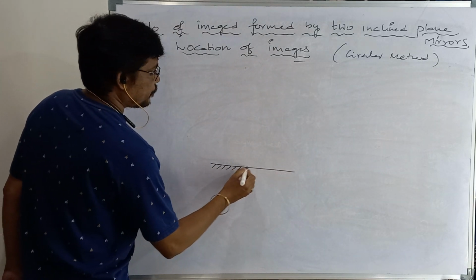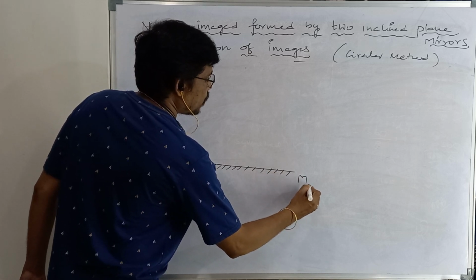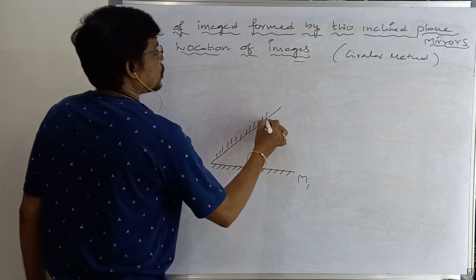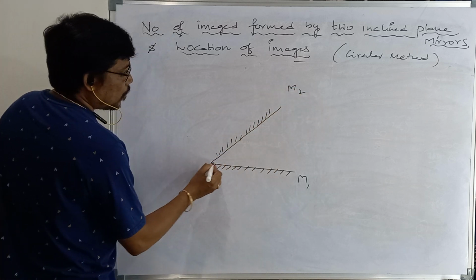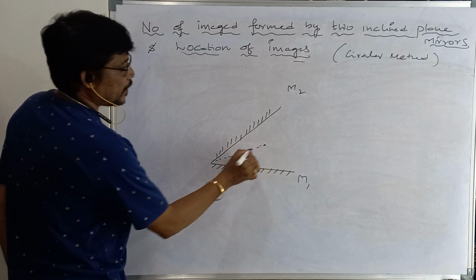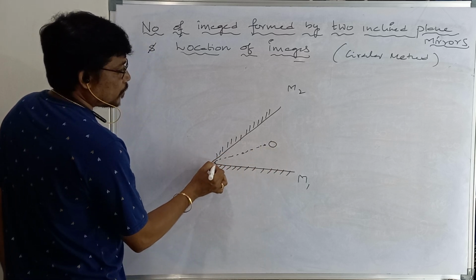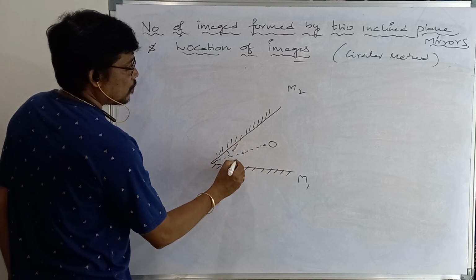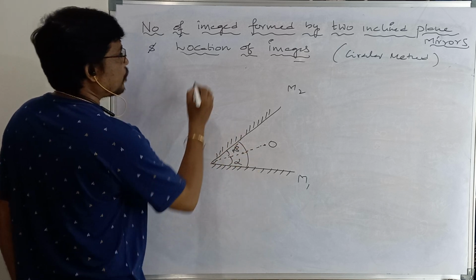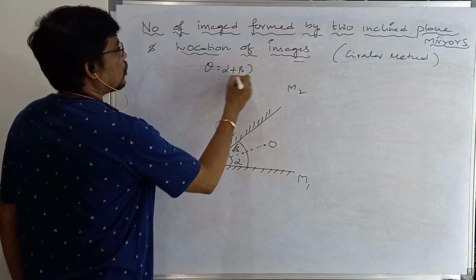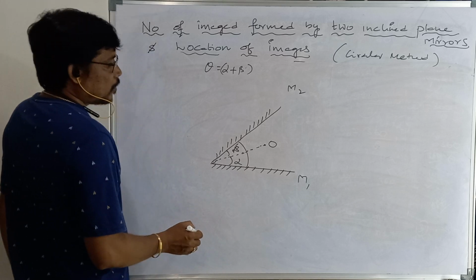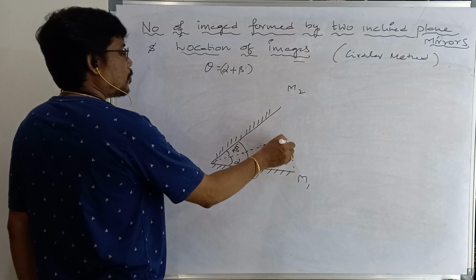This is the first mirror, M1, and consider one more mirror, M2. Suppose the object is placed at this point O. Now this angle is alpha, this angle is beta. So the total angle I can consider as theta, so theta is equal to alpha plus beta. Now see here, this is a circular approach. Why is this a circular approach? I will tell you.